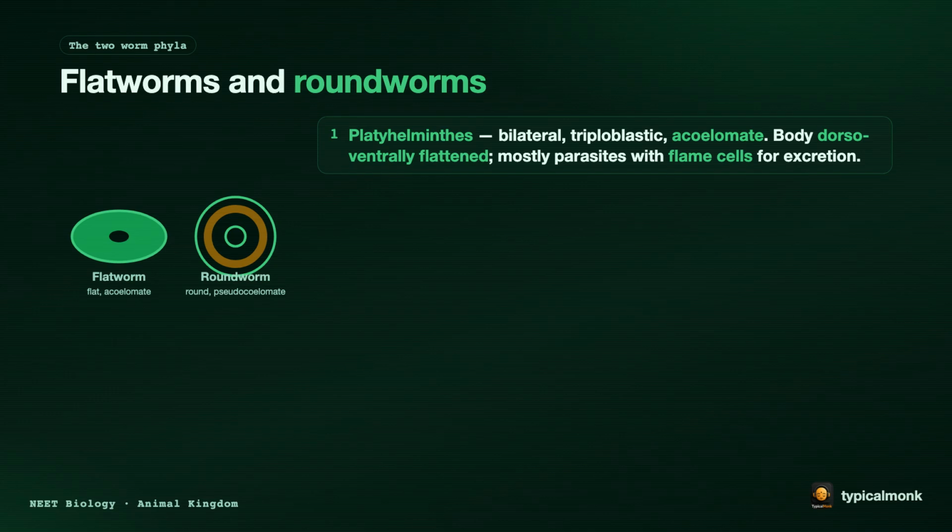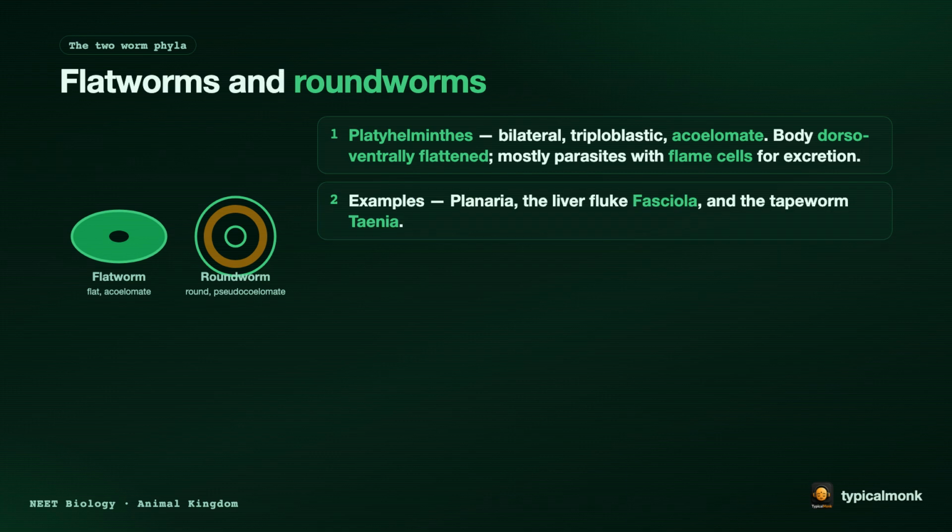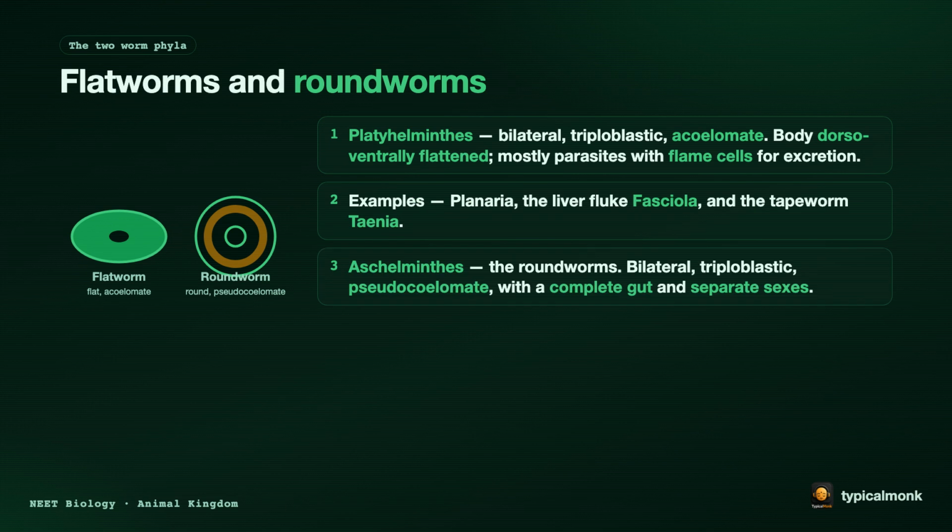Now the 2 worm phyla: flatworms and roundworms. Platyhelminthes, bilateral, triploblastic, and acoelomate. The body is flattened top to bottom. Most are parasites and use flame cells for excretion. Examples are Planaria, the liver fluke Fasciola, and the tapeworm Taenia.